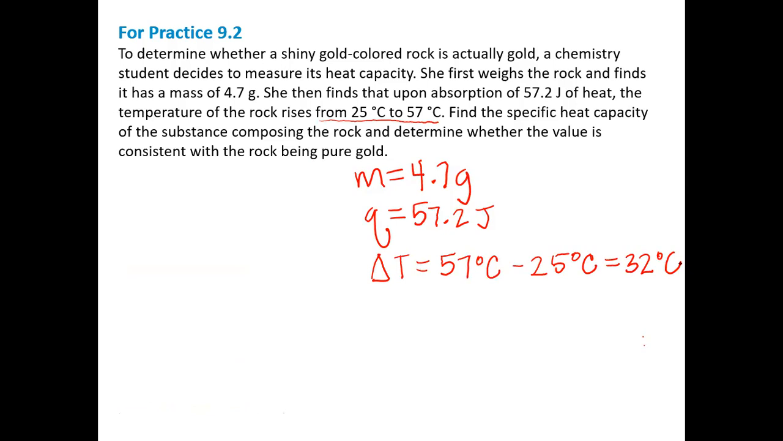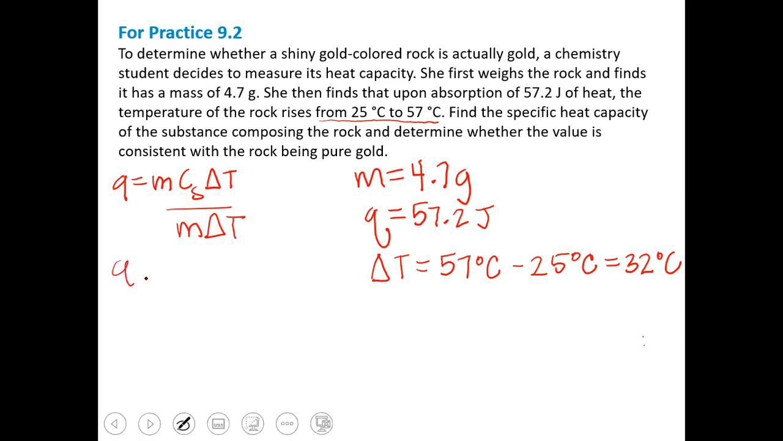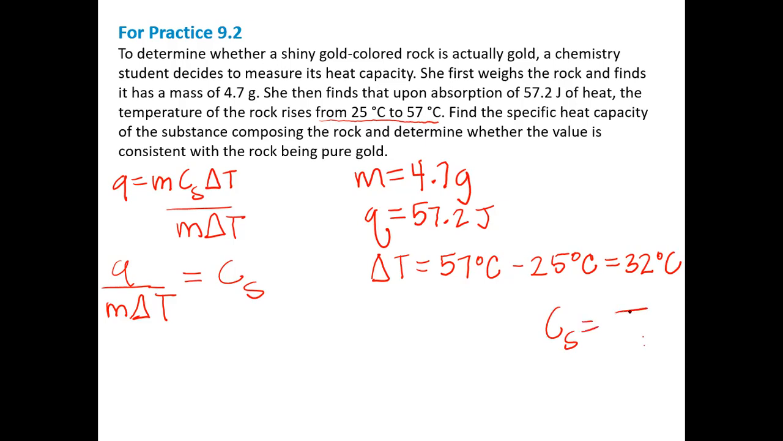All right, so this time I'm given everything except my specific heat. If my formula is Q equals MCΔT, and I want to find specific heat, I'm going to divide both sides by M delta T. It's going to be Q over mass times delta T, which will give us our specific heat capacity. That should make sense to you because your specific heat is always in terms of joule per gram times degree C.